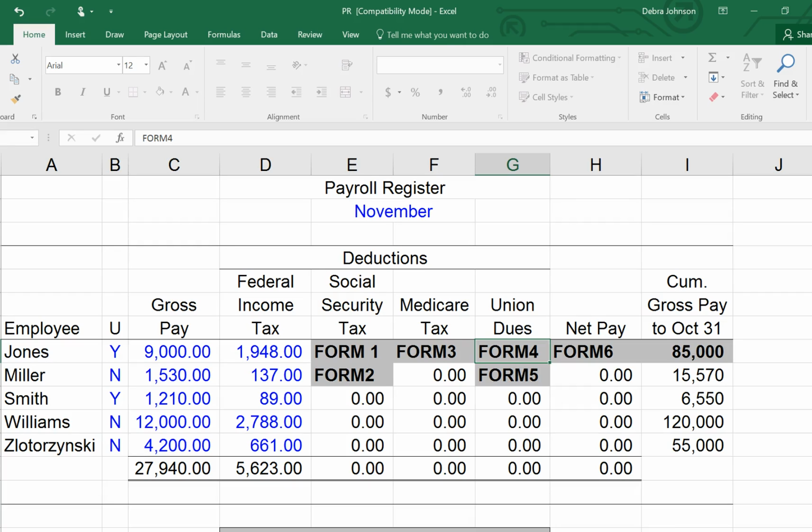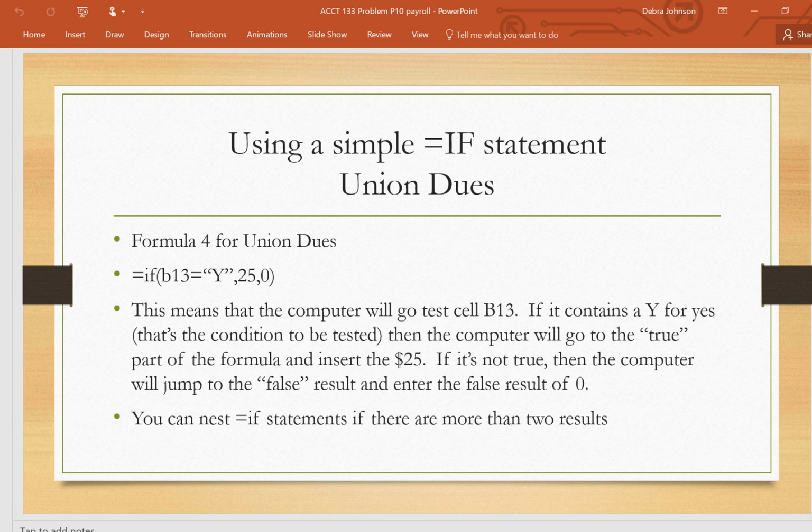Let's take a look at the logic of this function. For formula 4, we will test to see whether the notation in cell B13 is a Y. That stands for yes. If B13 is found to be a Y, then we will charge $25. If not, then we will charge $0. Let's take a look at how this would work in Excel.